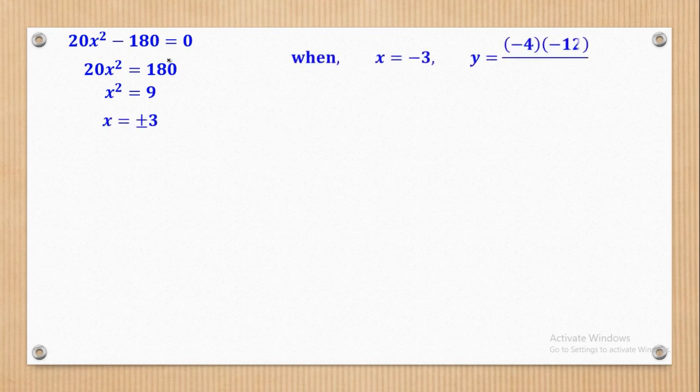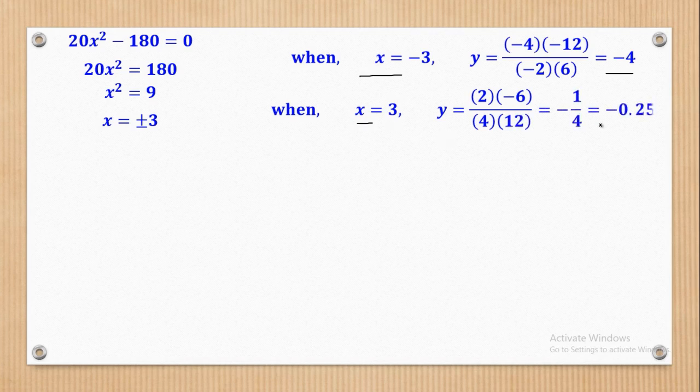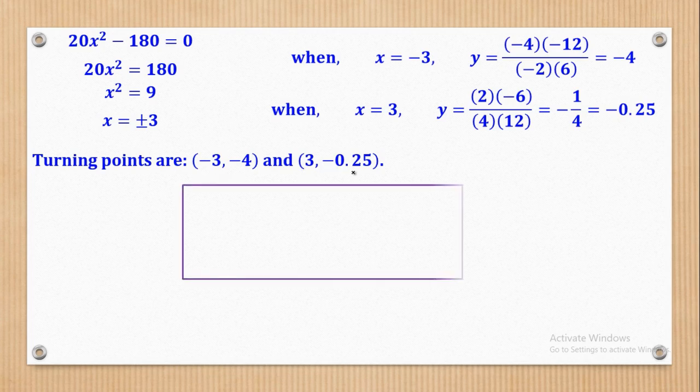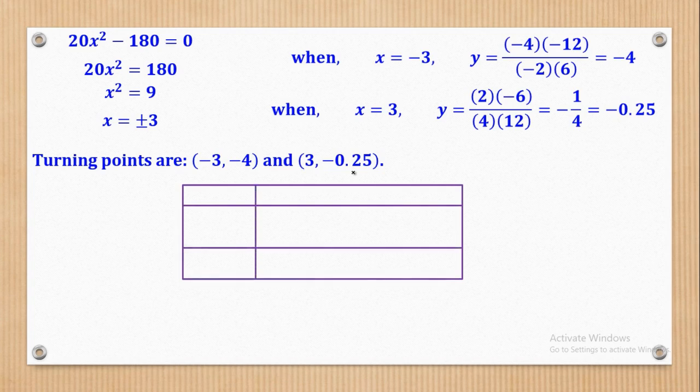I have to also get the corresponding values of y. So when x is negative 3, y will be equal to negative 4. When x is positive 3, y will be equal to negative a quarter. That means that the turning points are (-3, -4) and (3, -0.25). But I also have to get the nature of these turning points.